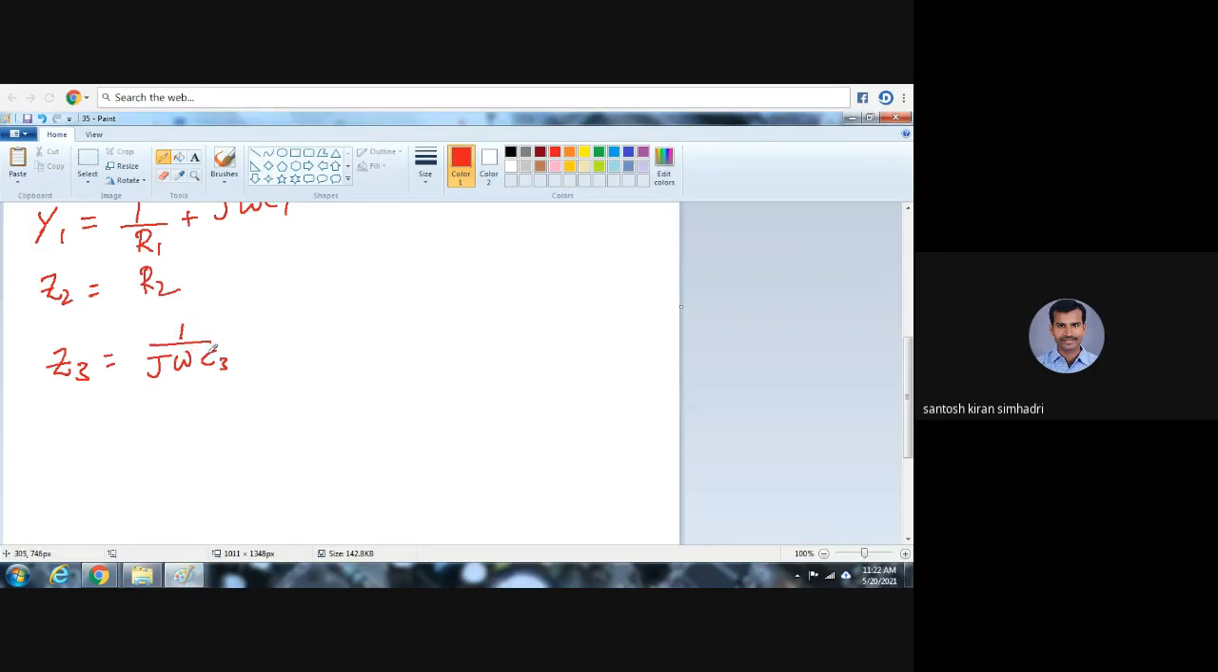Z3 equal to 1 by J omega C3. And remaining persons also, Vandana, Harichandana, all the students. Okay. Now coming to the last one, that is ZX. Actually, what is ZX? ZX I can write simply as RX in series with 1 by J omega, and the final expression is 1 by J omega Cx.